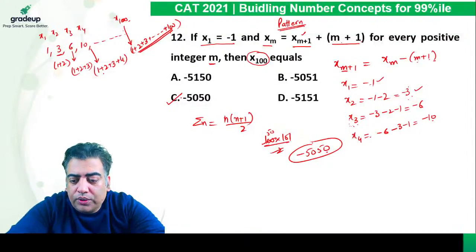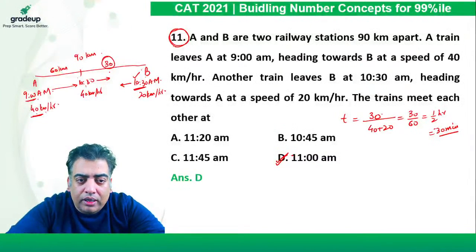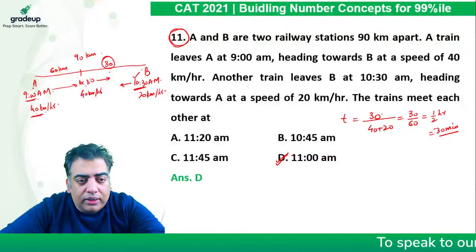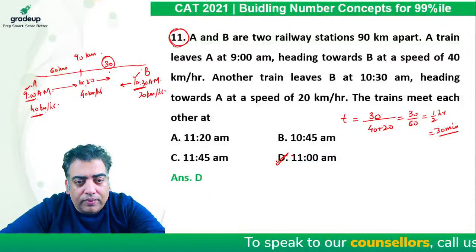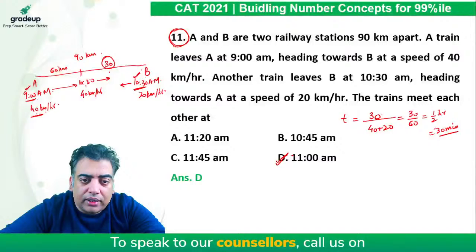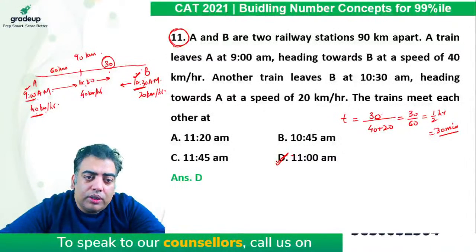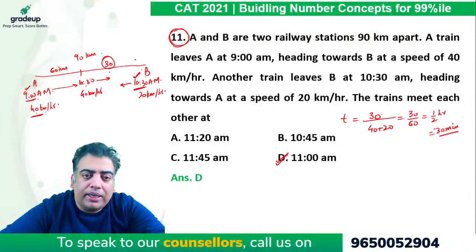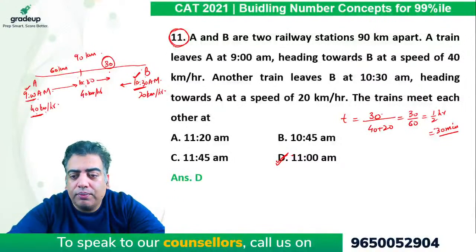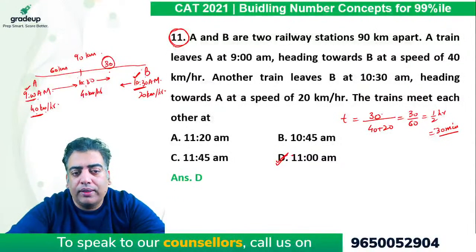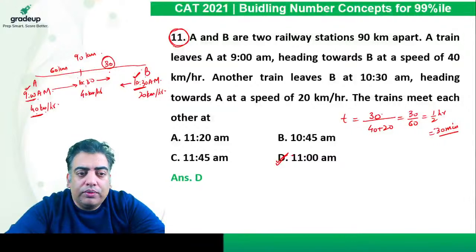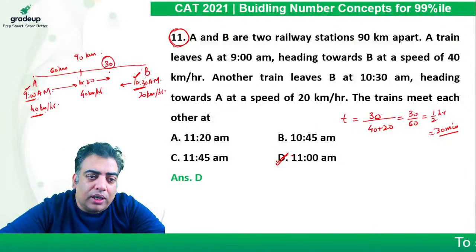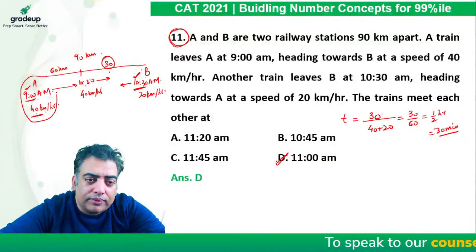Okay, then let's move on to 11th. In 11th, this train started at 9. This train will start at 10:30. So the concept of relative speed can be applied if and only if both the objects are moving. So from 9 to 10:30, this is the only train that is moving.